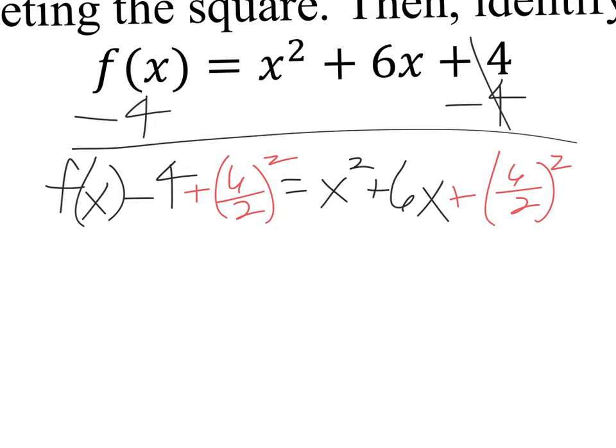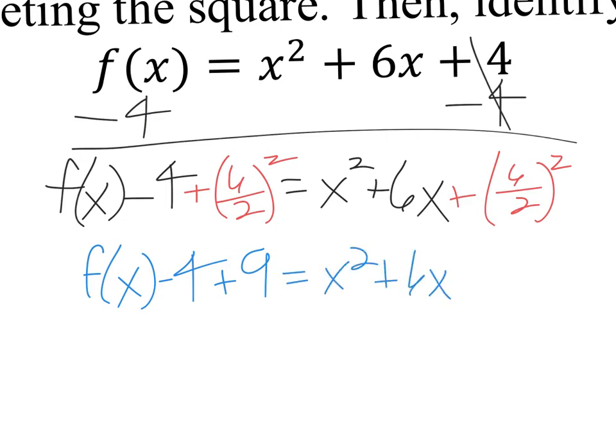So we're going to have f of x minus 4 plus 9 equals x squared plus 6x plus 9. And then we have to convert that perfect square trinomial into factored form. So that means you can think of it like this. What's the square root of 9? Plus or minus 3? Am I going to use plus 3 or minus 3? Look at this middle sign here. That's a positive, so I'm going to use plus 3.